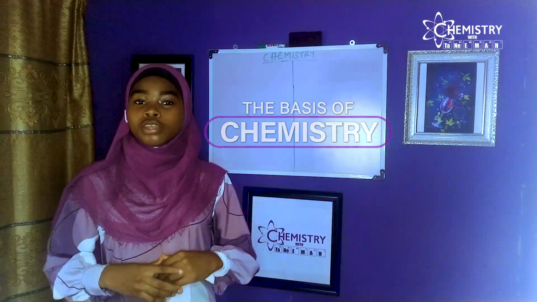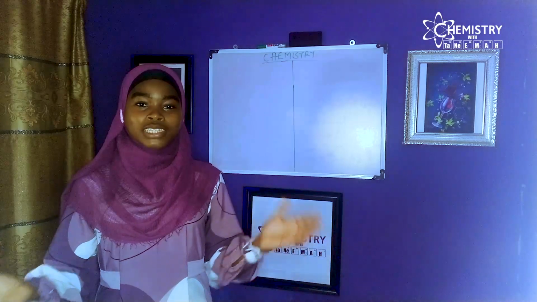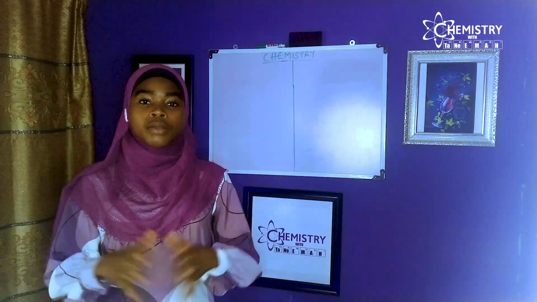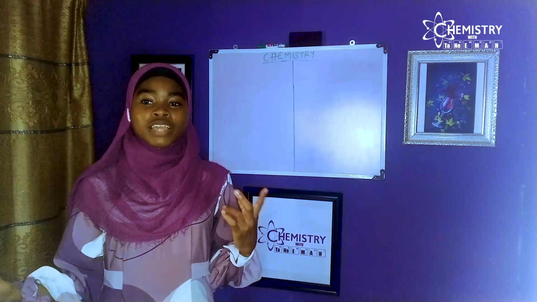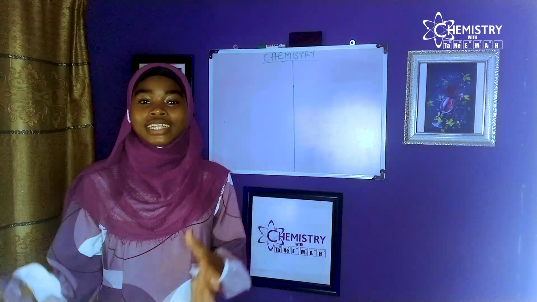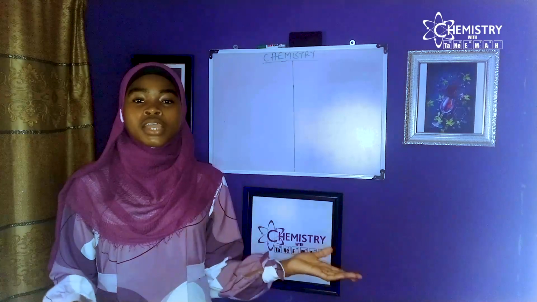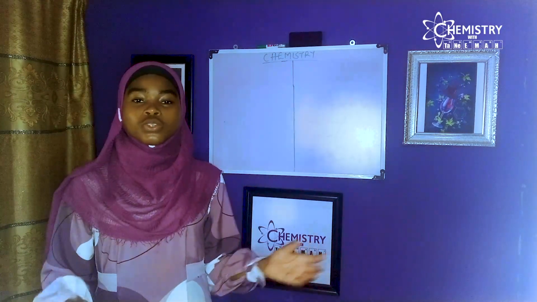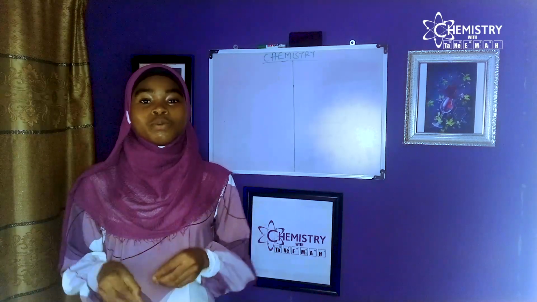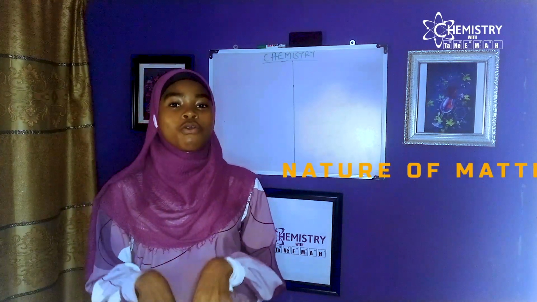During the introduction to chemistry tutorial, we mentioned that chemistry majorly deals with matter, and we define matter as any substance that has mass and occupies space. We gave examples of matter as literally anything we can find around us: the air we breathe in, the water we take, the food we eat, the chairs we sit on, and a lot more. Today, we will be discussing the nature of matter.